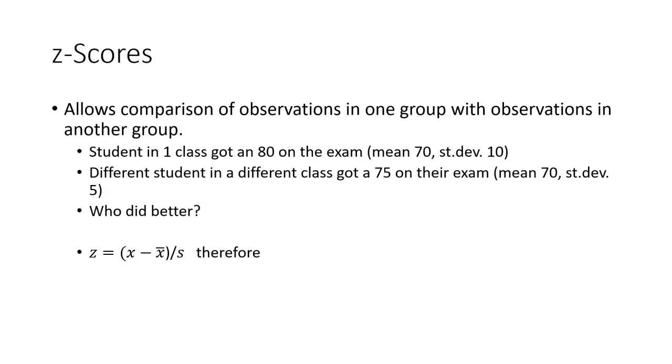Z equals x minus x bar divided by S. Therefore, 80 minus 70 divided by 10 equals 1. 75 minus 70 divided by 5 equals 1. Since both cases came up with the same Z-score, we can interpret that they were similar.